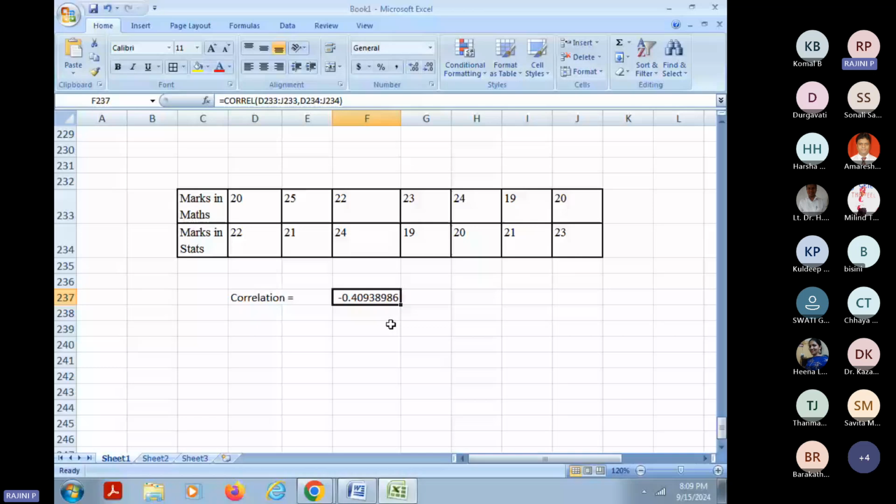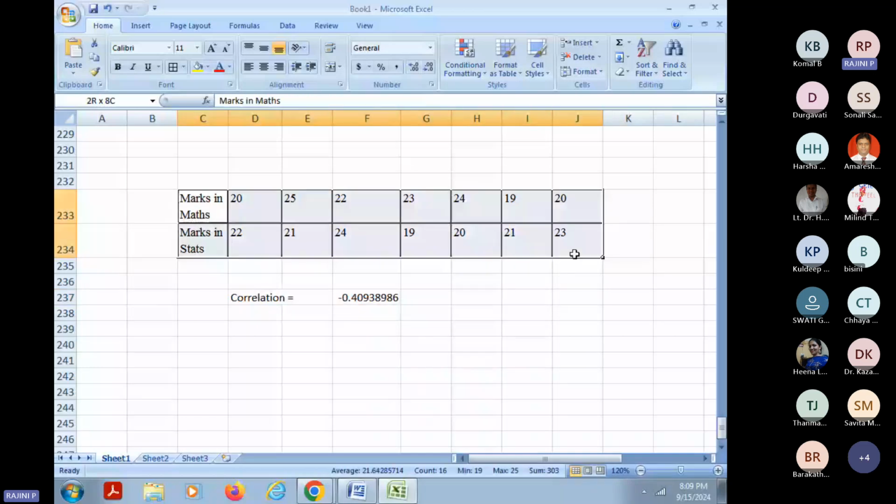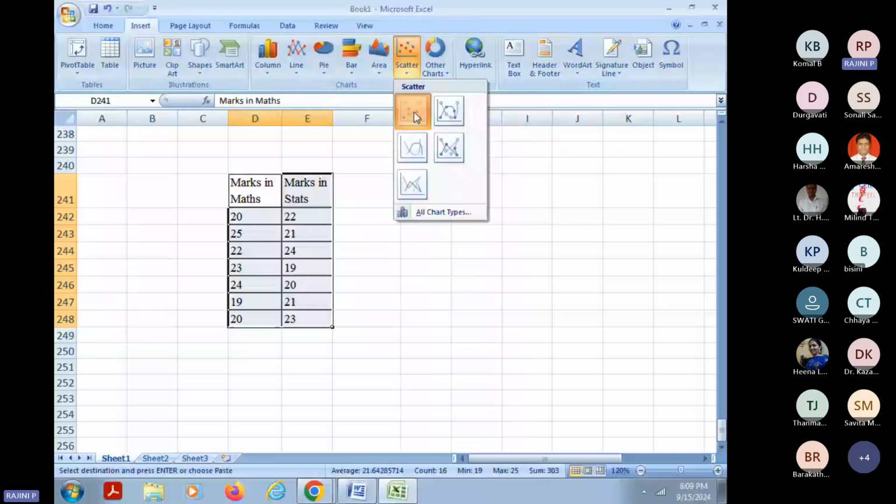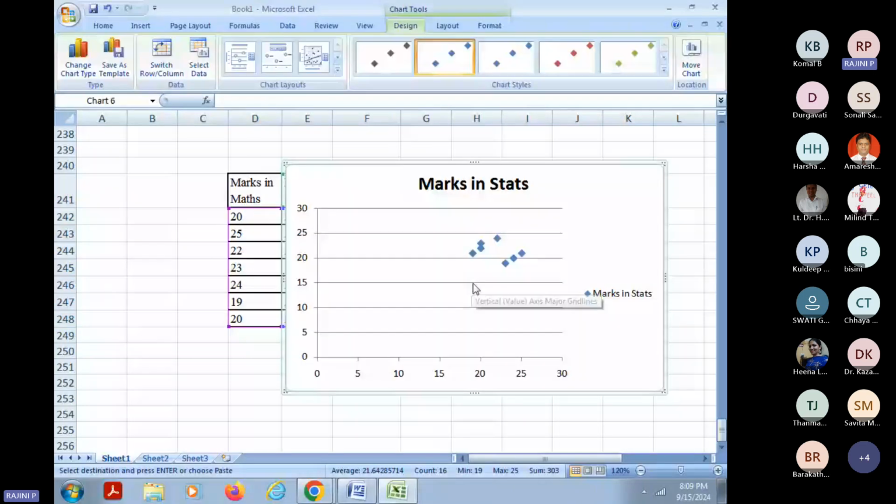And suppose if you want to show this data in a graphical presentation, copy this, paste the values, and you'll be getting them in columns. Then go to insert and click on scatter. Click the first one. This is a way to find the scatter. That means this is a way to check the negative correlation. Clear. This is a way to check the correlation.